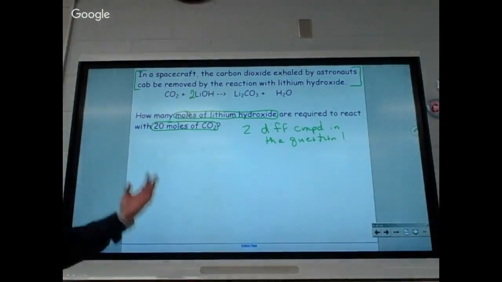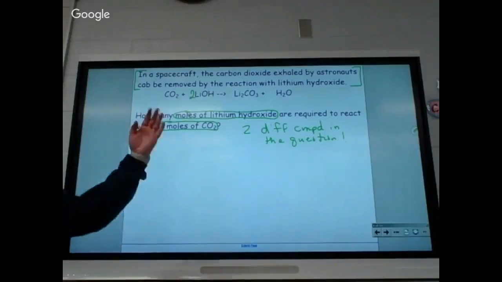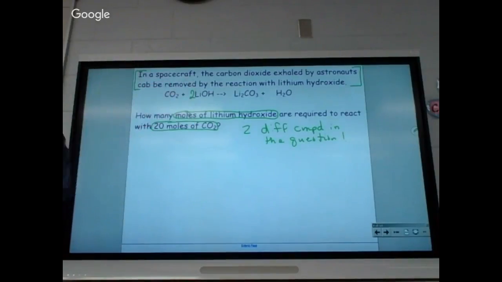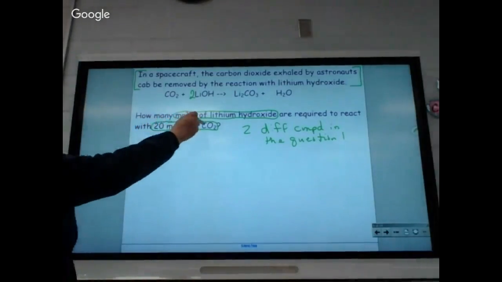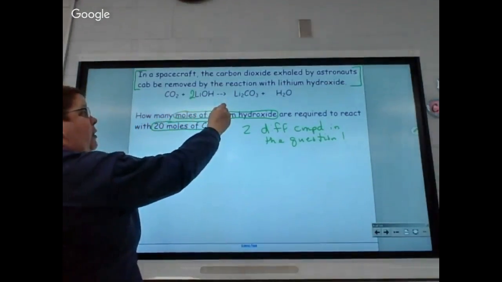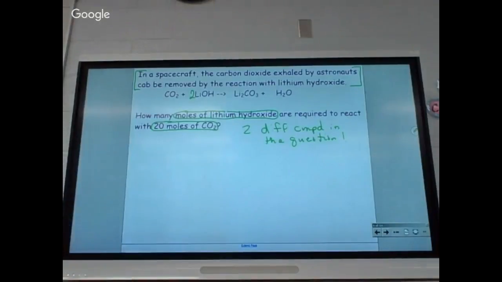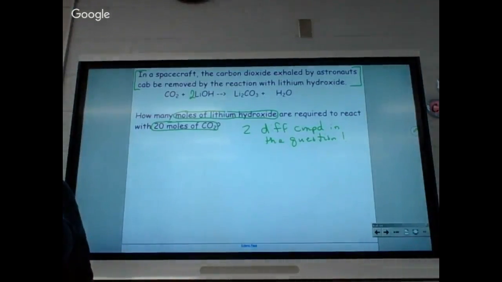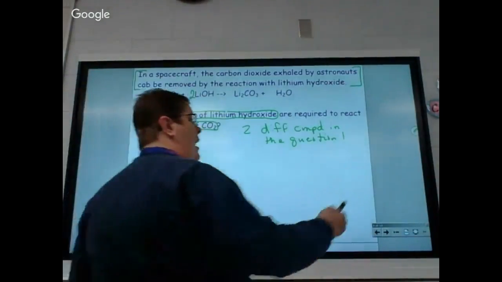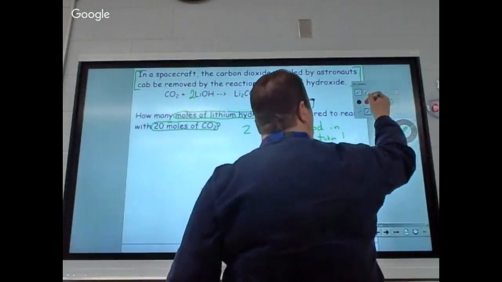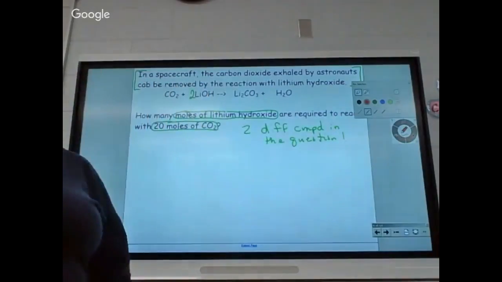If we pulled the opening back up, it would say, how many formula units of sodium dichromate? Did I say any other compound in that question? No, it was only sodium dichromate. This question says carbon dioxide, and I want to know lithium hydroxide. That's 2 different compounds, okay? That's going to require you to have a balanced equation. Now, every time we solve and we have moles, what have we always used?